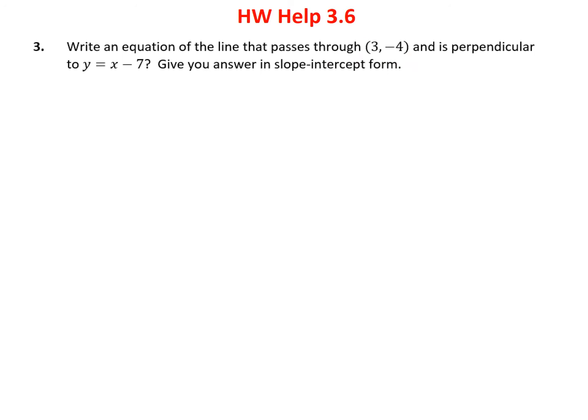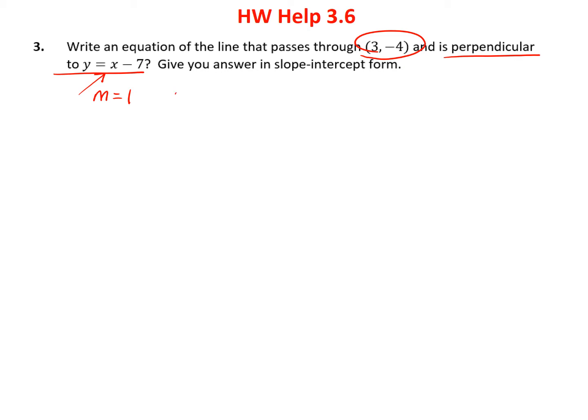Problem 3 is very similar to problem 2. We're asked to write an equation of a line that passes through a point, this time (3, -4), but this time they want it to be perpendicular to this line. Now remember, if the slope of this line is 1, what's the perpendicular slope?